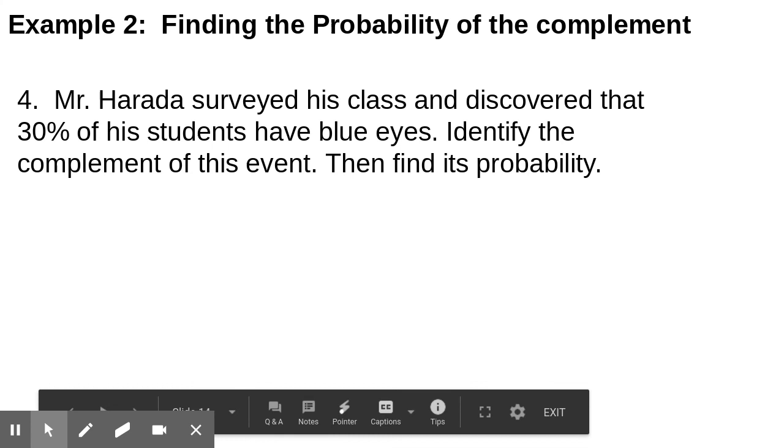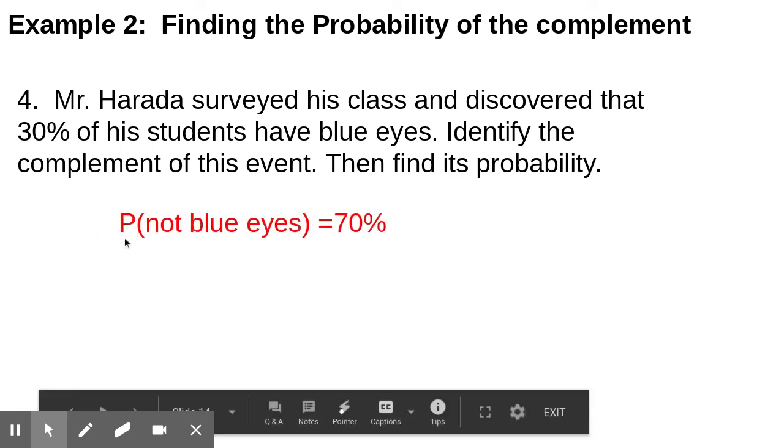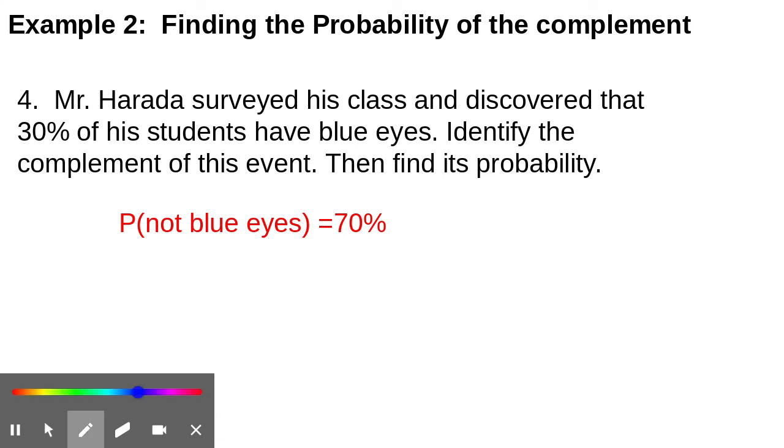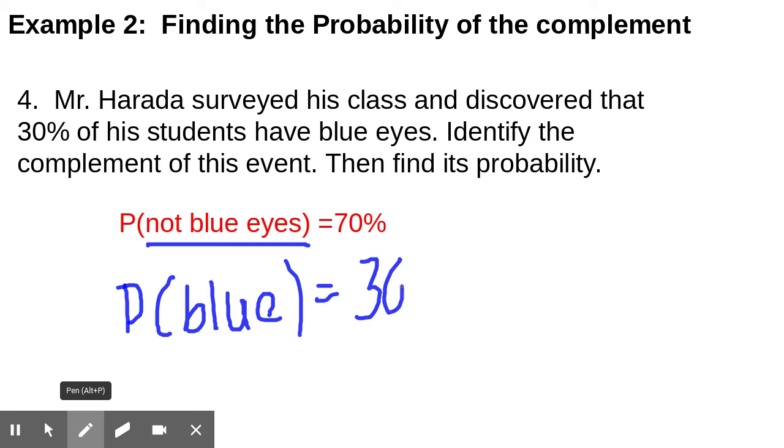So Mr. Haranda surveyed his class and discovered that 30% of his students have blue eyes. Identify the complement of this event and then find its probability. Well, if 30% have blue eyes, the complement is the probability of not having blue eyes. That could be green eyes, hazel eyes, brown eyes, which is not blue eyes. And so if the probability of having blue eyes is 30%, then the opposite of that is 70%.